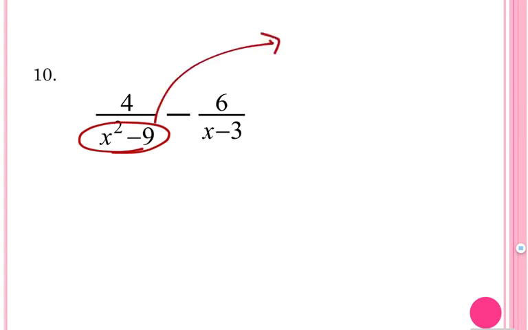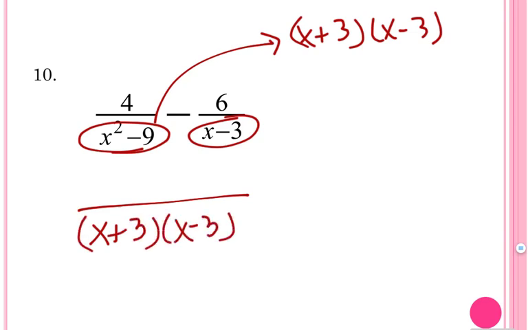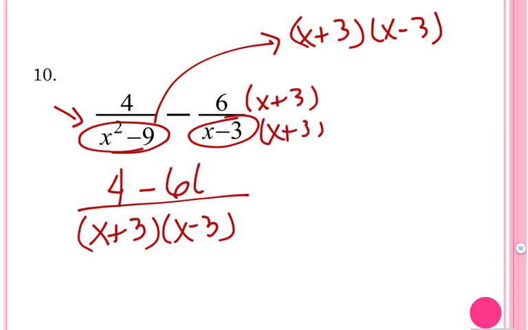Okay, this right here has factors of x plus 3 times x minus 3. This has a factor of x minus 3, so my new denominator will be x plus 3 times x minus 3. This one has everything we need, so 4 is good. Minus. And then this one right here needs an x plus 3. So minus 6 times x plus 3. So when I distribute that 6, I'm going to make sure I remember that that's a negative 6.